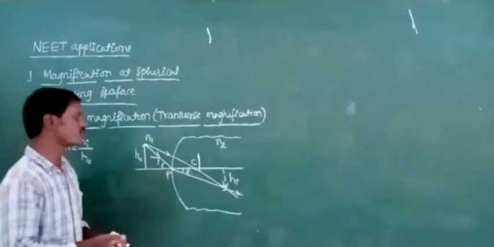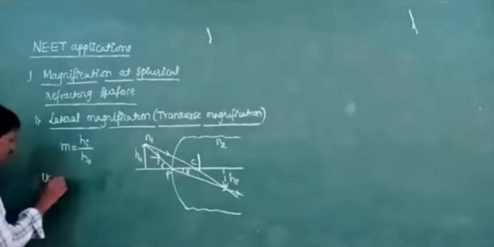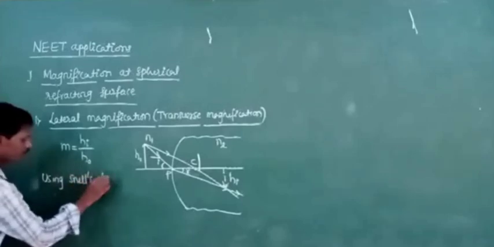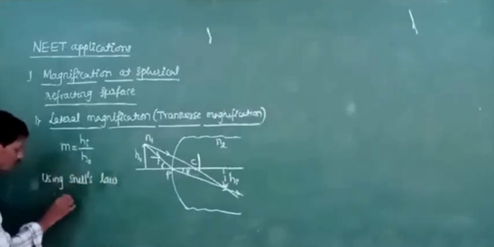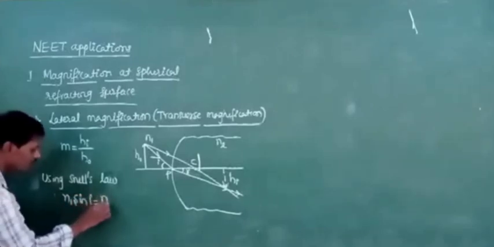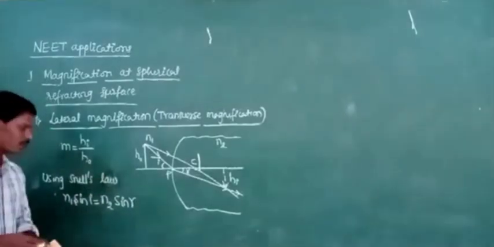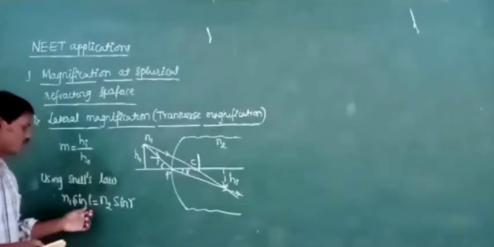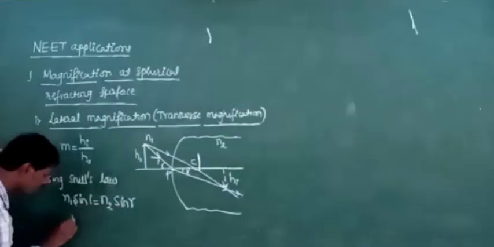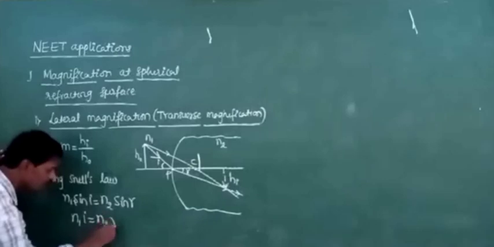By using Snell's law, n1 into sin i is equal to n2 into sin r. But for small angles, sin i is i and sin r is r. Then we can write n1 into i equals n2 into r.